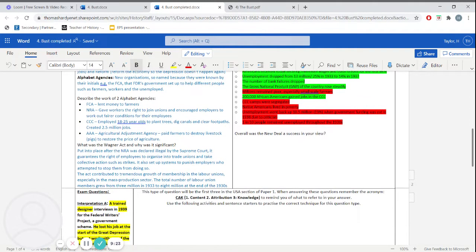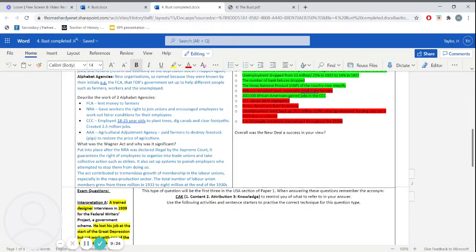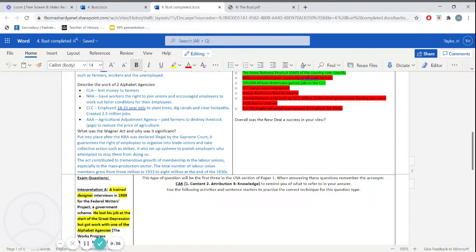And the AAA, which is the Agricultural Adjustment Agency, paid farmers to destroy livestock to restore the price of agriculture. So essentially, they would kill certain animals so that there was a smaller market, and you could get that from them.